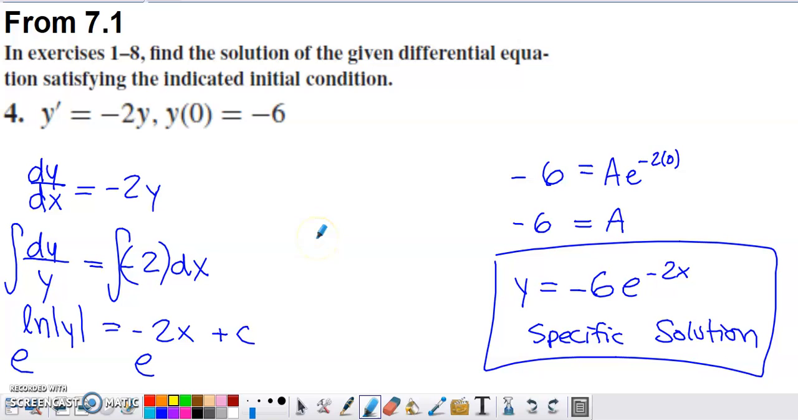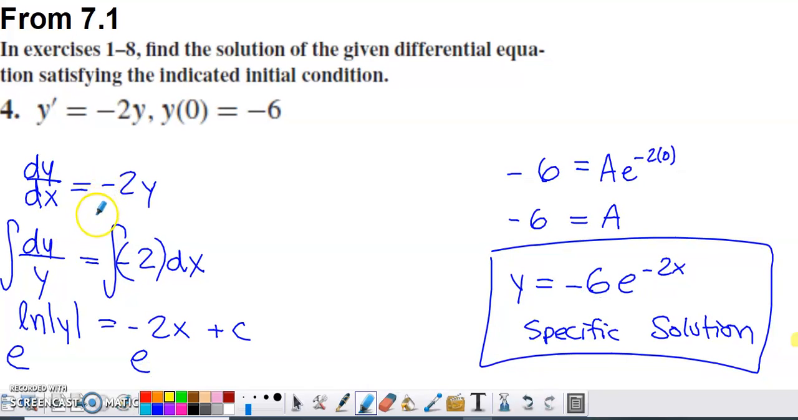So this is a problem from 7.1 of our textbook. 1 through 8 are all very similar to each other. They say find the solution of the given differential equation that satisfies the initial condition. So this is the differential equation that they give us. If you notice, it has the form of the differential equation we just looked at. The rate of change of the quantity at hand is proportional, so the constant of proportionality in this case is -2, to the current level of the quantity. And then they provide us with the fact that when we put 0 into this solution, we're going to get -6 back as the y value.